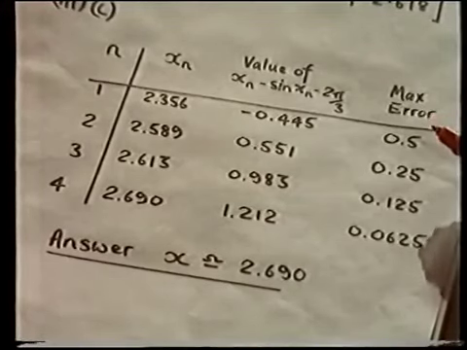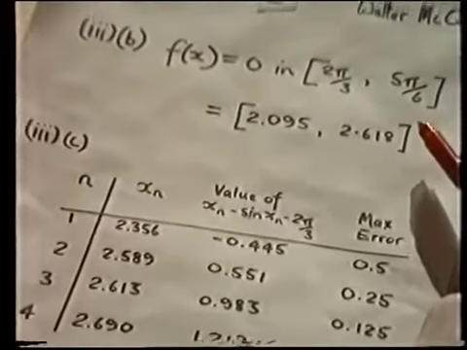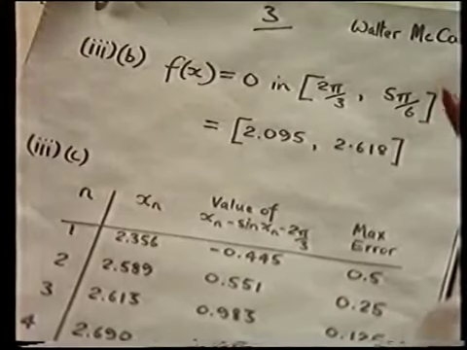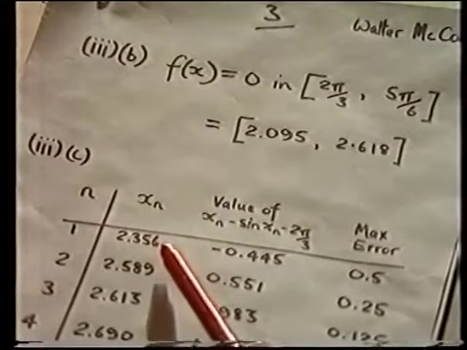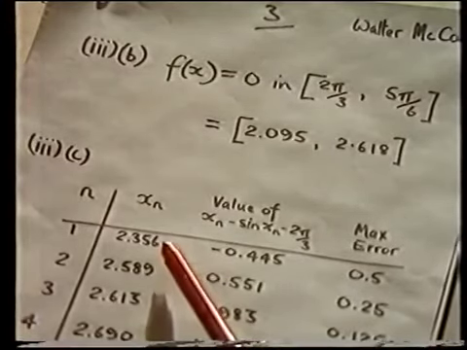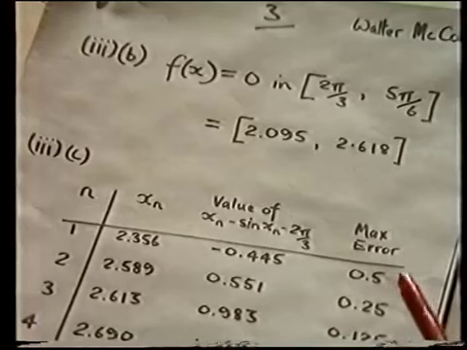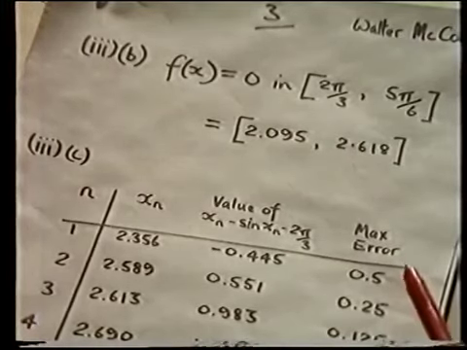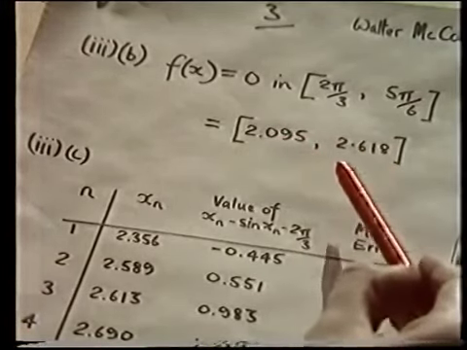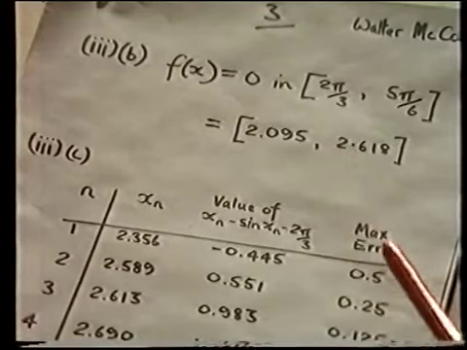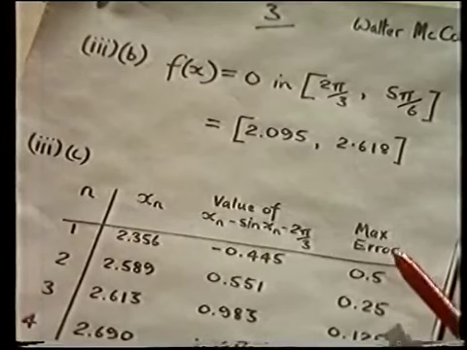So, what's gone wrong? Well, the student's got the right starting interval in part B, and his first approximation, x1, ought to be midway between 2 pi by 3 and 5 pi by 6, and in fact it is 2.356 to 3 places of decimals. Now, the value of the expression for x1 is correct as well, but the maximum error is wrong. See, the maximum error ought to be half the length of this interval. And that's a half of roughly 0.5, so the maximum error here ought to be something like 0.25. And that, in fact, explains why the student used too many cycles of the method.